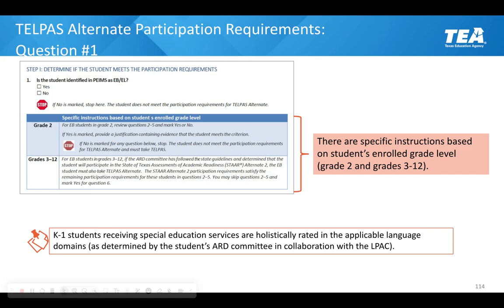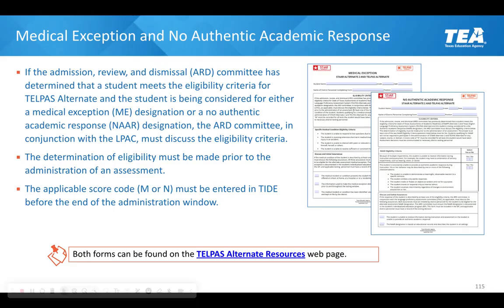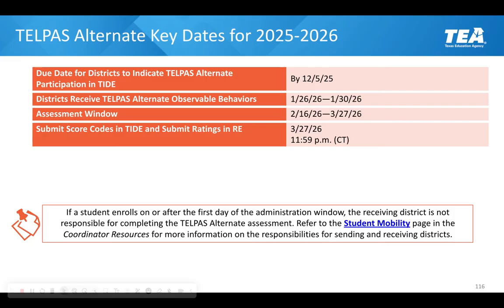The alternate participation requirements are in a document that you can click on, and there are specific instructions on students enrolled in grades 2 and grades 3 through 12. Students who have a medical exemption or non-authentic academic response, or NAR, should be determined in the ARD, and those score codes will be entered by your CTC.